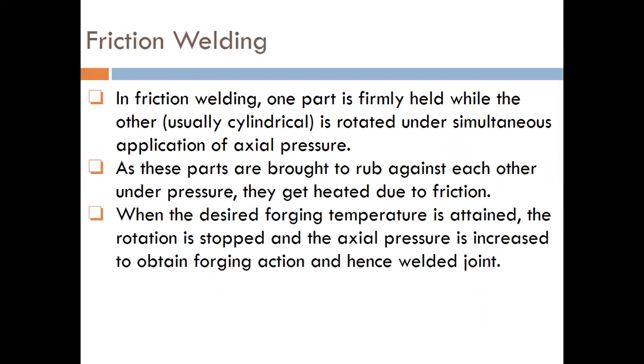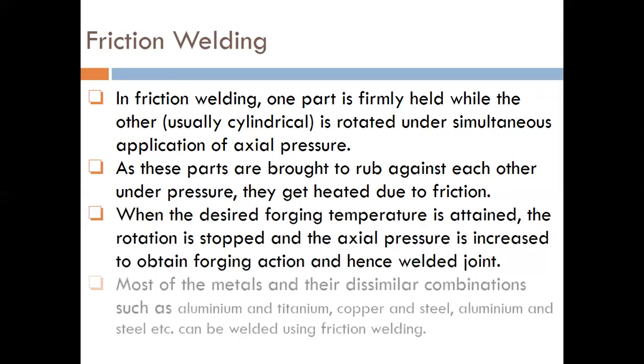When the desired forging temperature is attained, the rotation is stopped and the axial pressure is increased to obtain the forging action, so the welded joint is formed. So once the forging temperature is reached we stop the rotation and increase the axial pressure so that both parts get joined.